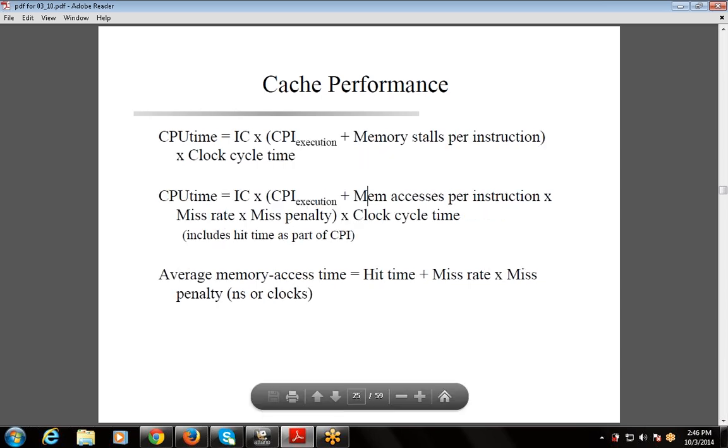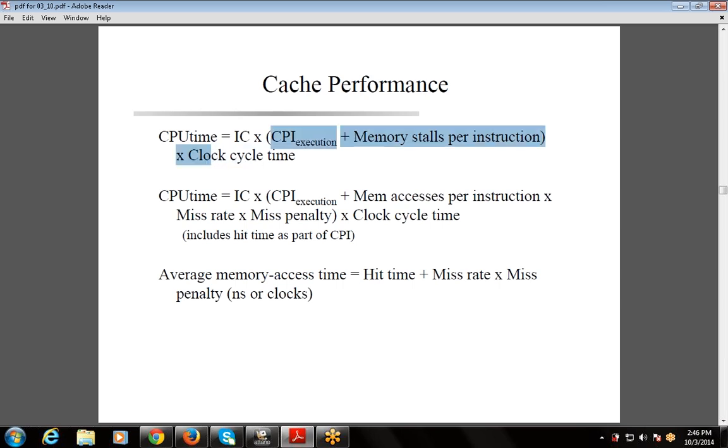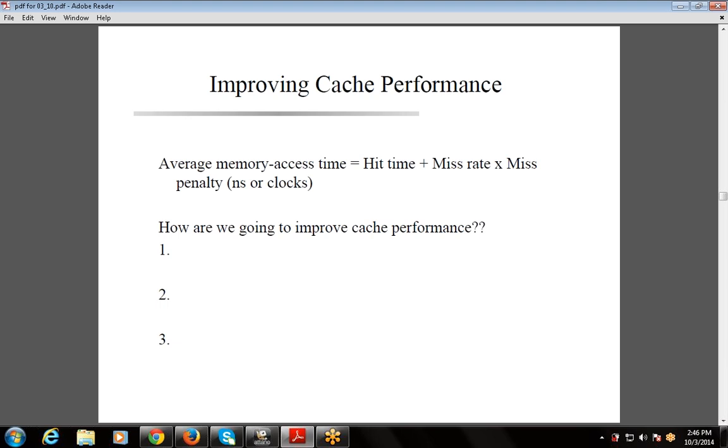Then the cache performance again. CPU time is IC times CPI execution plus memory stall cycles, times the clock cycle time, as I told you. Then CPU time again: IC times CPI execution plus memory accesses per instruction times miss rate times miss penalty, times the clock cycle time, which includes the hit time. Then average memory access time is hit time plus miss rate times miss penalty. These are the formulas used to show the performance of the program, which is affected by the cache memory. Then how can we improve the cache performance? What methods are used?